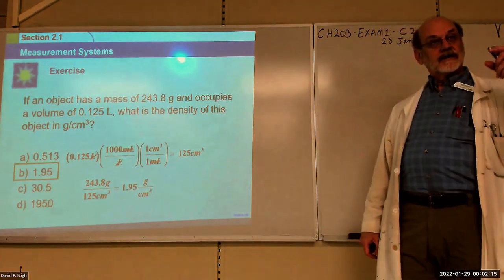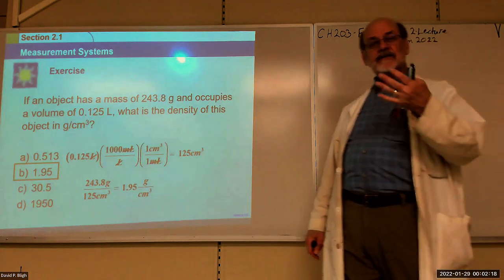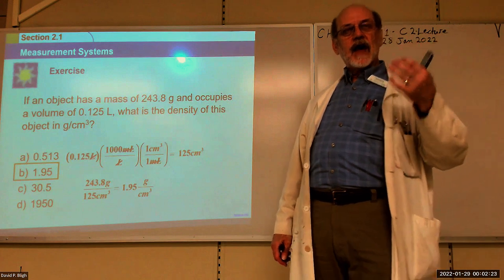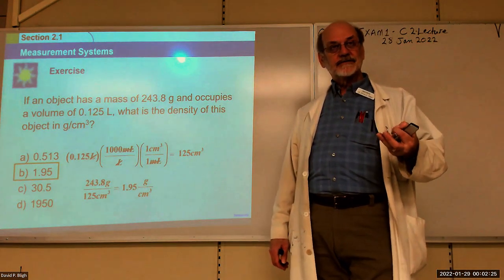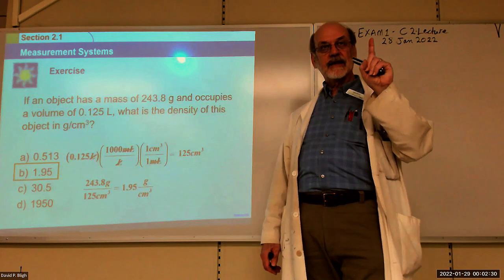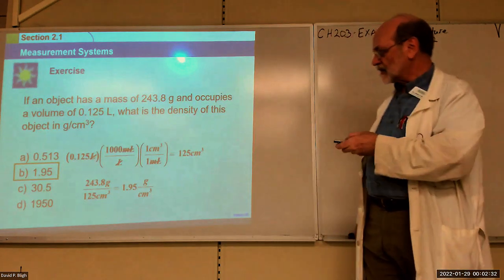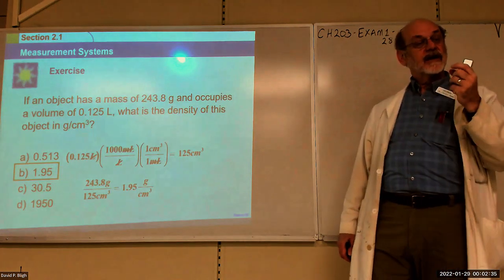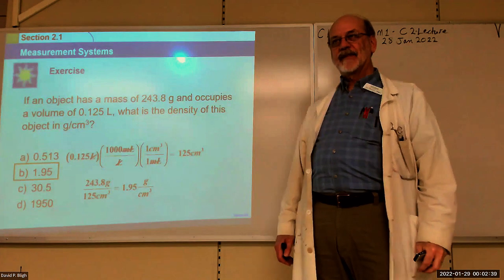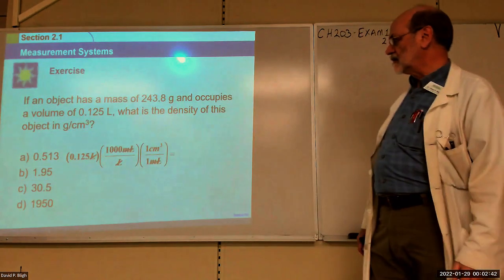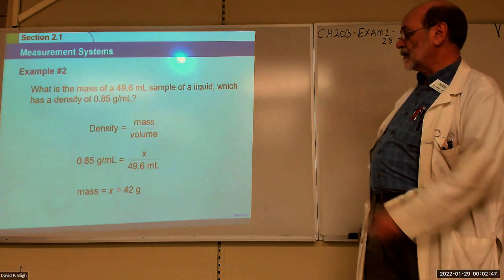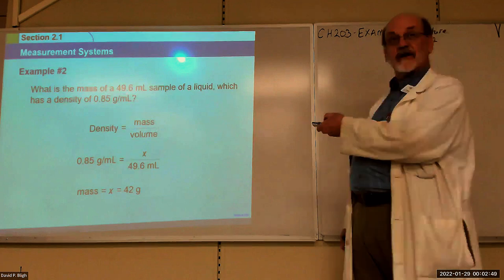But among other things, he proved that the density mattered. An object that's less dense than the fluid... the density of water is 1 gram per milliliter, and the density of the object is 1.95 grams per milliliter. It's higher, so it will sink. If it was less, say on that previous slide, 0.85 grams per milliliter, that will float.